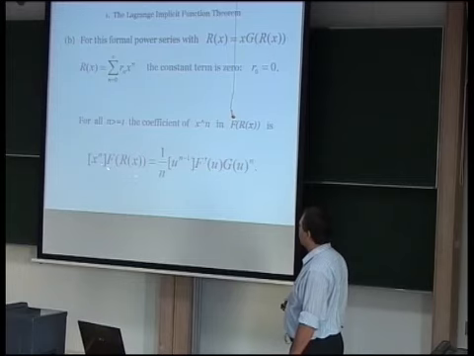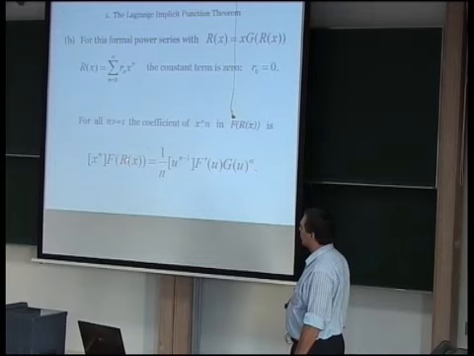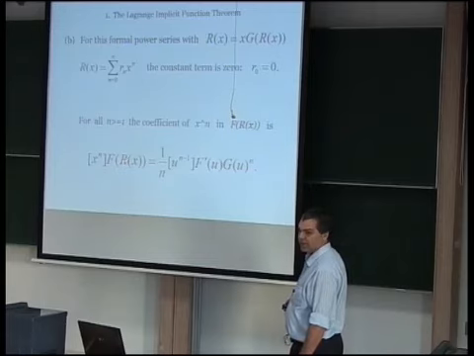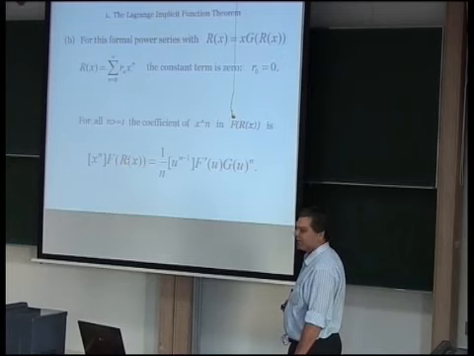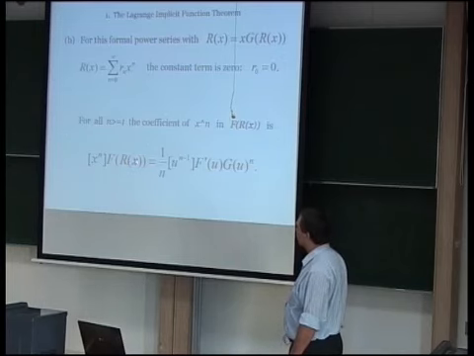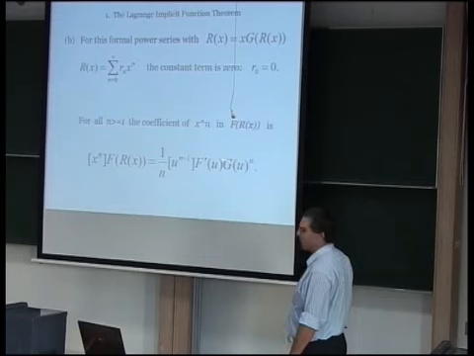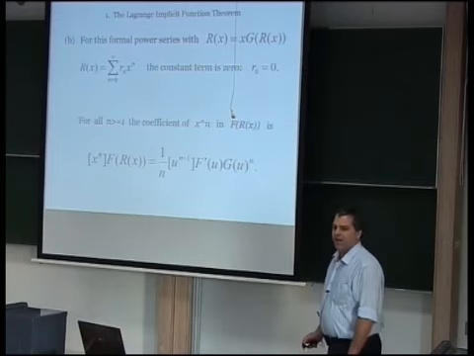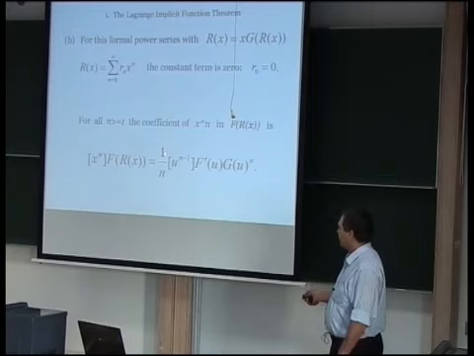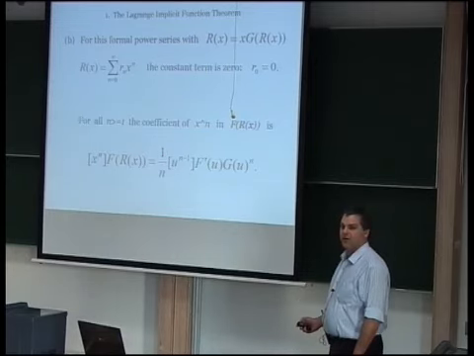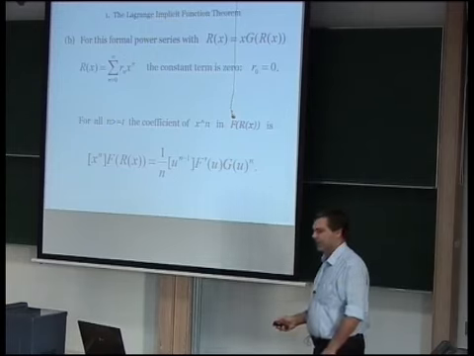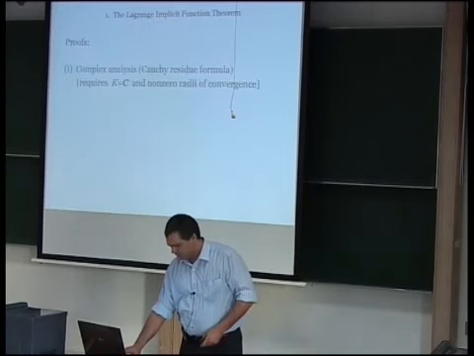Well, each side is just an element of the ring K. Each side is just a coefficient. So this f of R of x is a power series in x, and this is a power series in u. Is the coefficient of x to the n? Yes. Power n minus one. Right. This means extract the coefficient. Okay? So that's the Lagrange implicit function theorem.